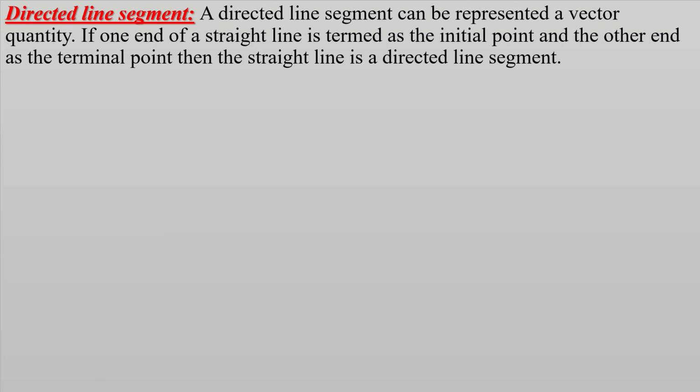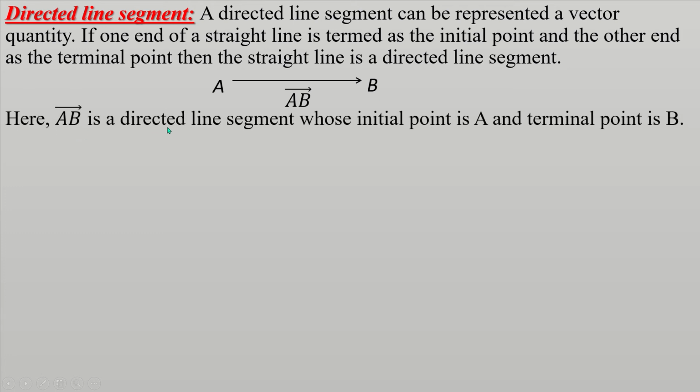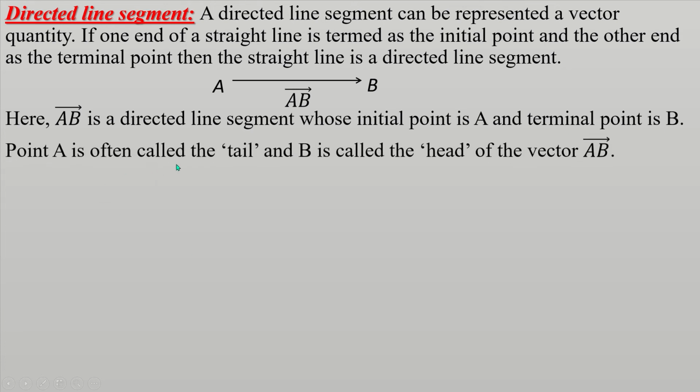Directed line segment. A directed line segment can represent a vector quantity. If one end of a straight line is termed the initial point and the other end the terminal point, then the straight line is a directed line segment. Here A is the initial point and B is the terminal point, so AB is a directed line segment. Point A is often called the tail and B is called the head of the vector AB.